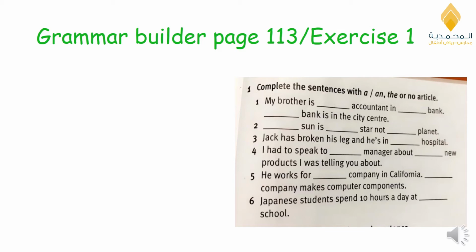Okay? Number 2, I have to say sun is star, not planet. What do I have to use with the sun? The, because we have only one sun and it is known for everybody. We say the sun is a star, not a planet. Clear? Number 3. Jack has broken his leg and he is in a hospital, the hospital, or in hospital.